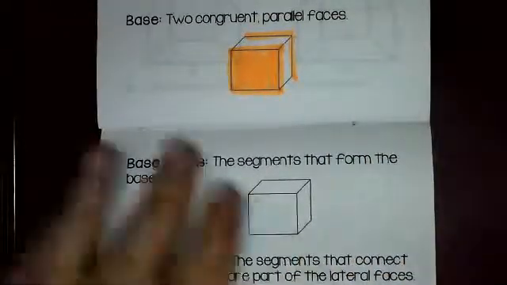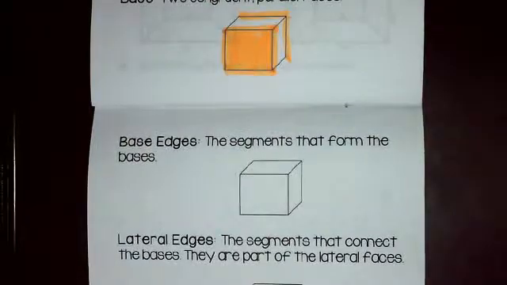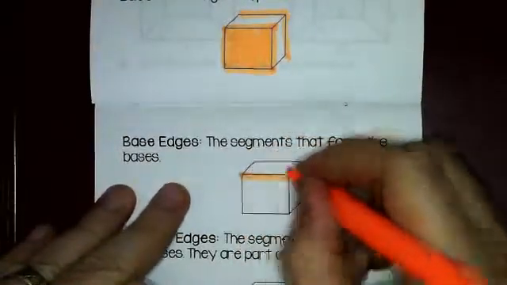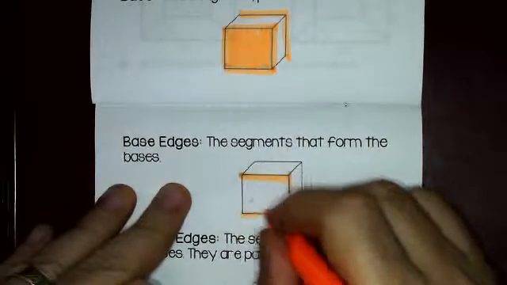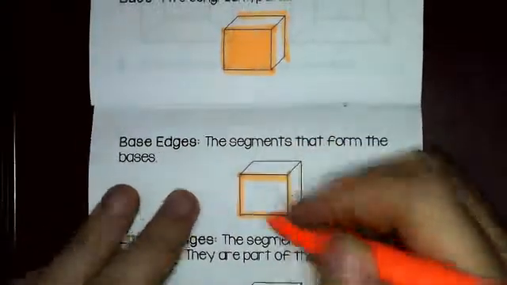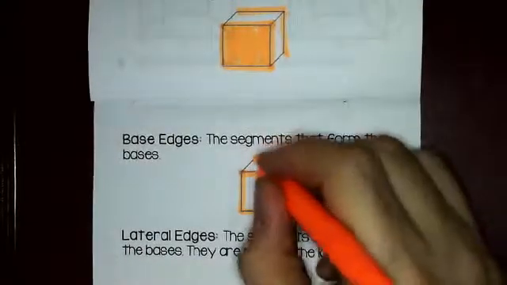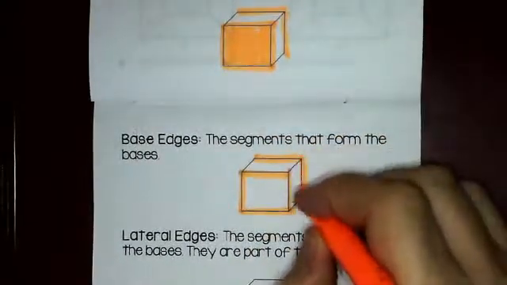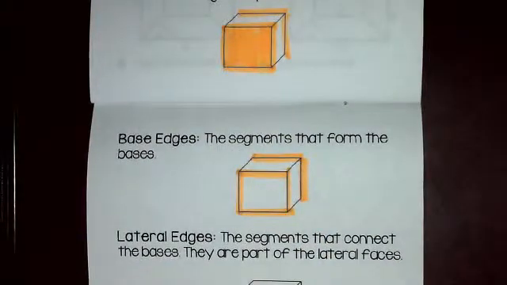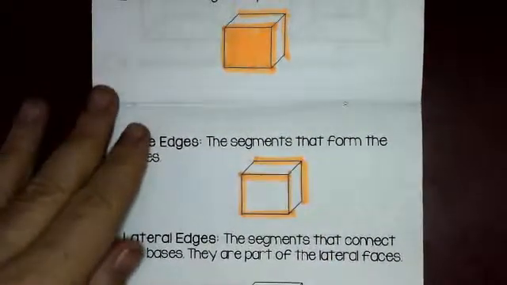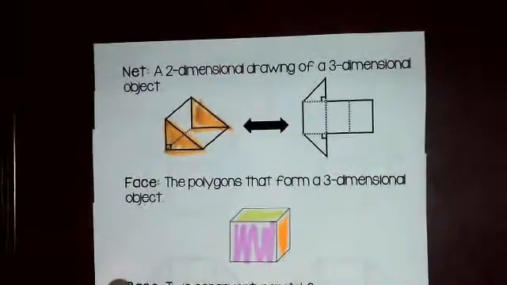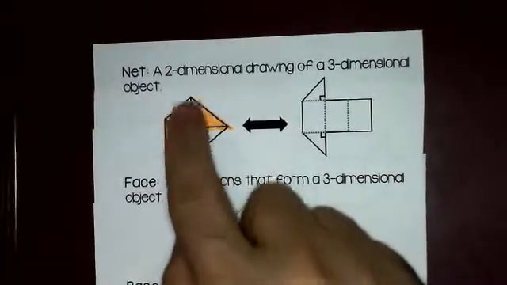Now our base edges, those are simply the edges that form the base. And so my base edges would just be the edges here. And it's just the edges part. And so I would also have base edges here and here. So again, the base edges on our triangular prism, those would be the edges that are along the outside.